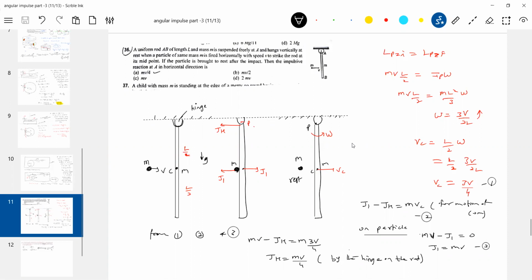All this is not there in most of the books, but there is a possibility of it being asked in advance. That's why, from the time we started, I kept pulling up the reaction at the hinge. Whenever a rigid body is suspended, always think about the reaction at the hinge, because that is the core central idea. That's why angular momentum is not considered about the center of mass of the rod or about any one line, because of this JH acting.